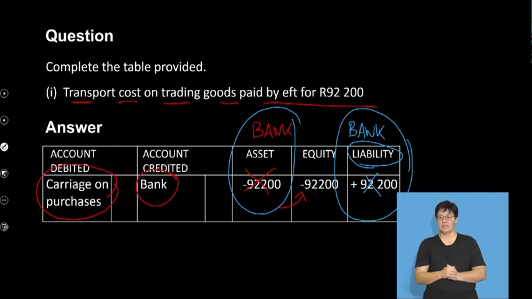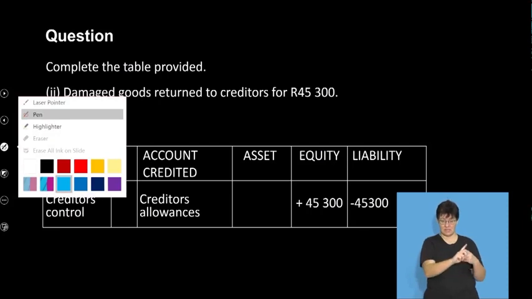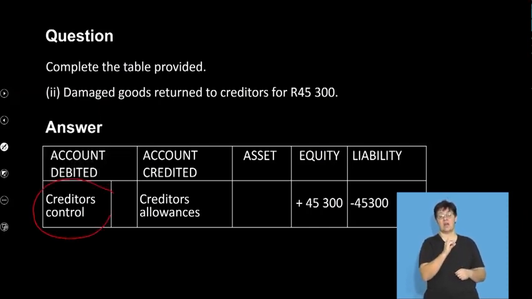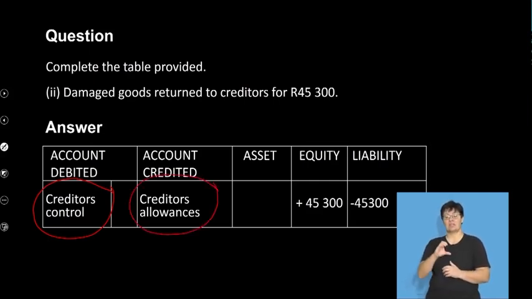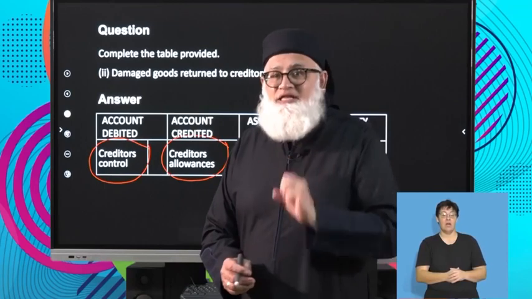Right, the next one says, damaged goods were returned to the creditors for 45,300. Account debited is your creditors control. Here we go. You're debiting your creditors control. Why? It's your liability account decreasing in value, therefore debited. And you credit your creditors' allowances. Remember, this is the account we specifically set up to record all the goods that we are returning to our suppliers. So you debit your creditors' control, credit your creditors' allowances.